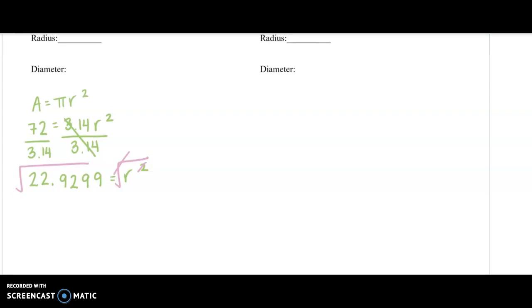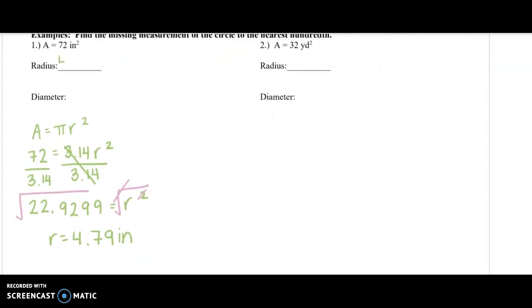Okay, so if I take the square root of 22.9299, I would get 4.7885, and it keeps going on. But this is now where I would want to round it and cut it off at 2 decimal places. So 4.79, and what were my units? Inches. So my radius is 4.79 inches, okay? Then to get my diameter, I multiply that by 2, so my diameter would be 9.58 inches.